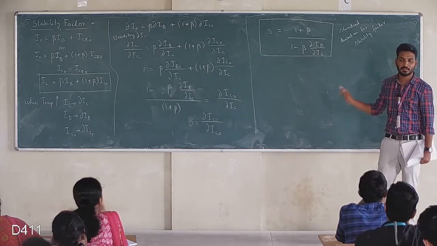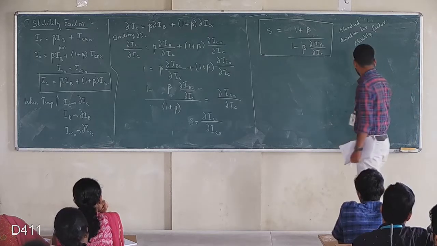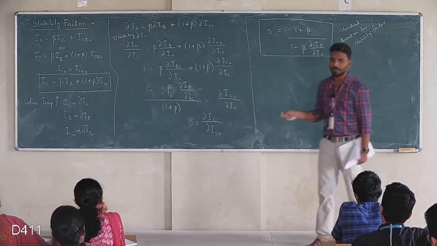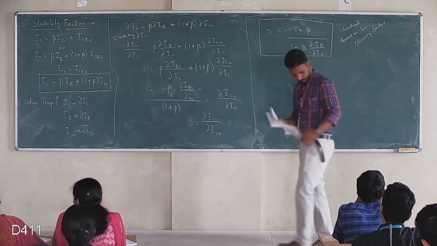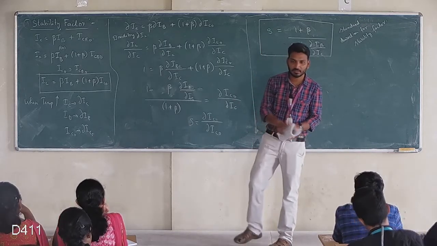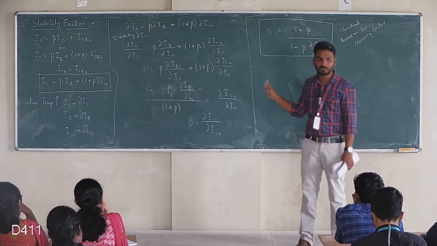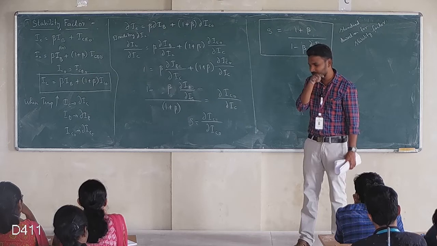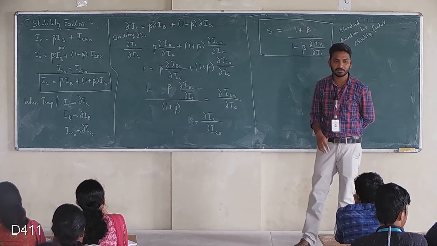Okay, listen. Next topic is stability factor. We're going to find the stability factor for all the biasing circuits. First of all, we should know what we mean by stability factor. Stability factor is nothing but the change in the degree of the operating point due to temperature.